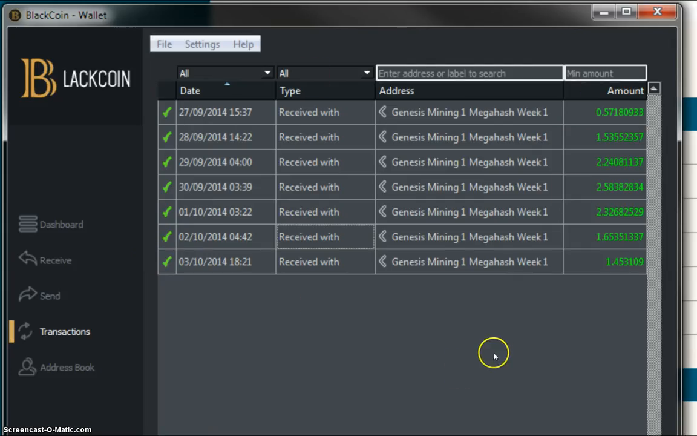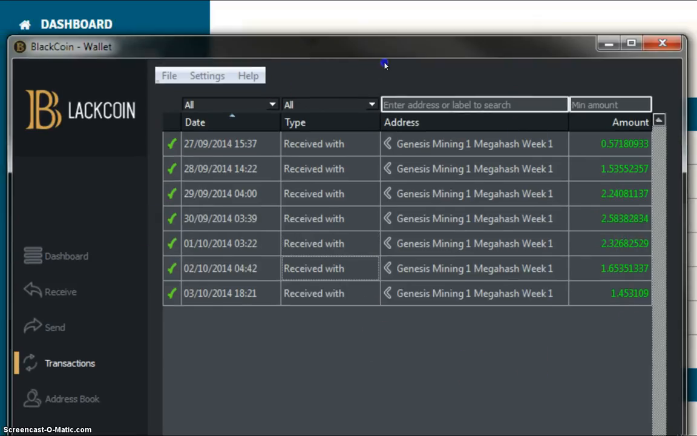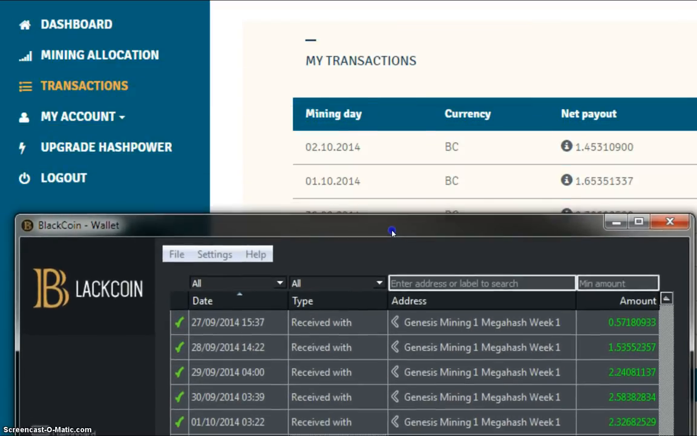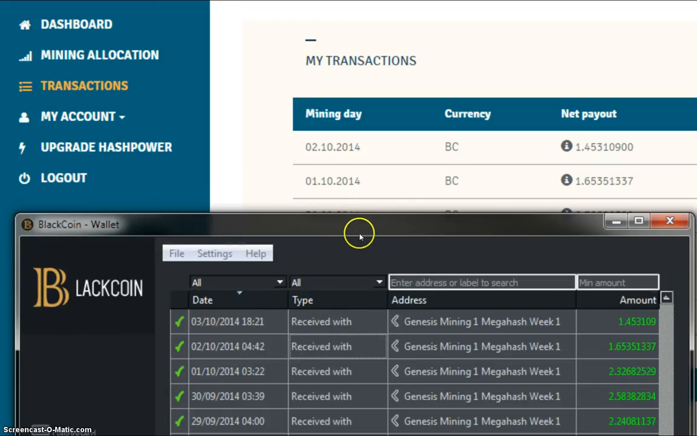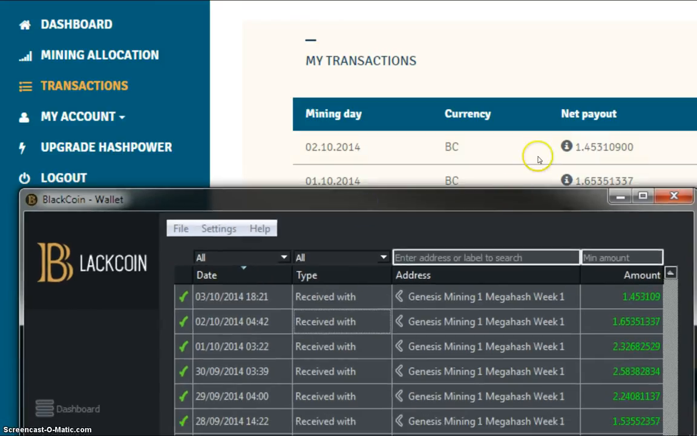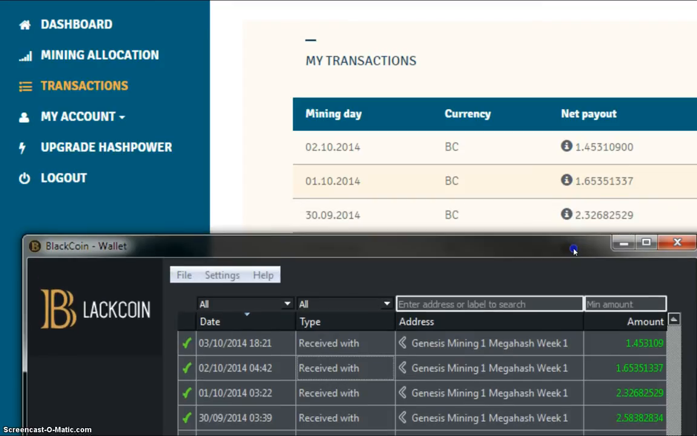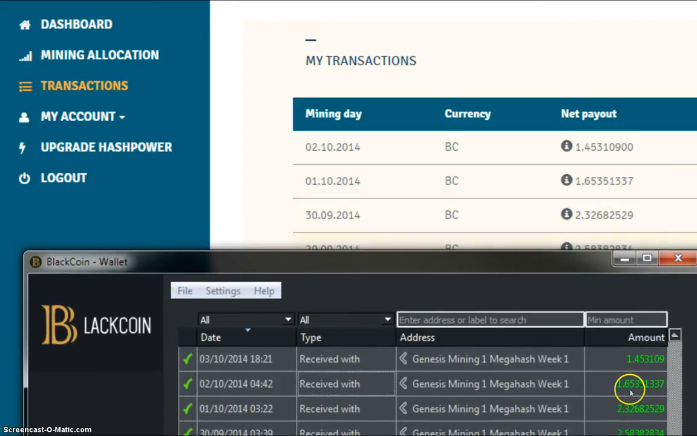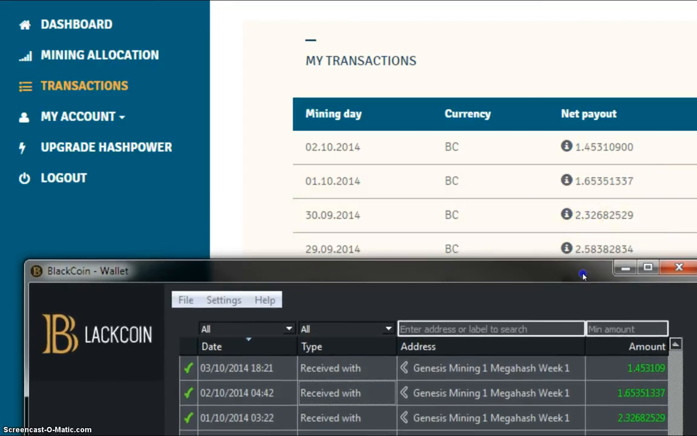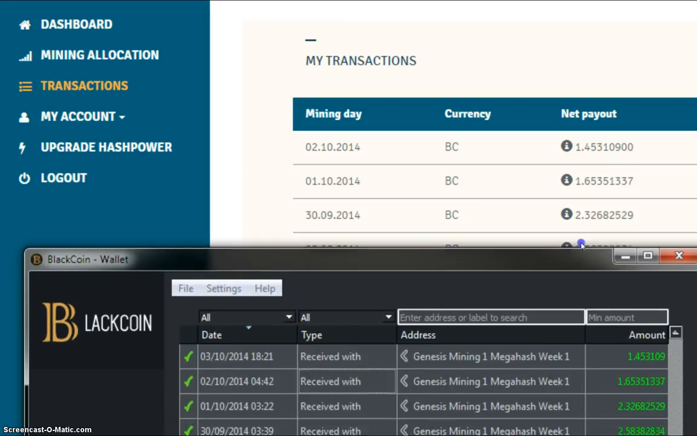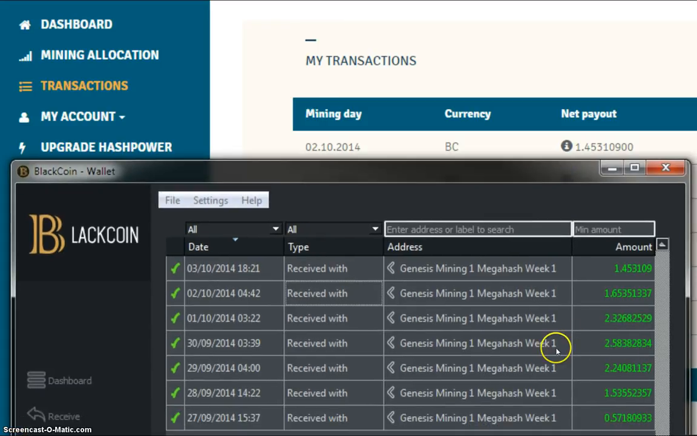So here's all my transactions in my Blackcoin wallet as well. Let's go the other way around, maybe. Right, here you go. So there was the 1.45 and the 1.65, for example. I'll just go down to here. There's the 2.32 there, and then the next one should be 2.58, there and there. I won't scroll down, but you kind of get the picture that the coins go directly to your wallet. So all is well.